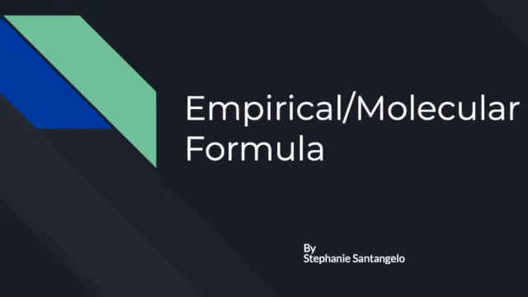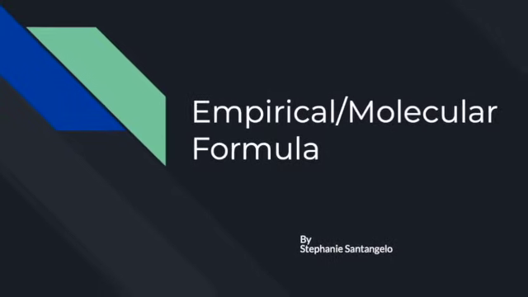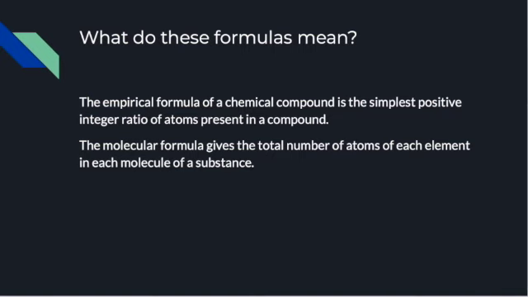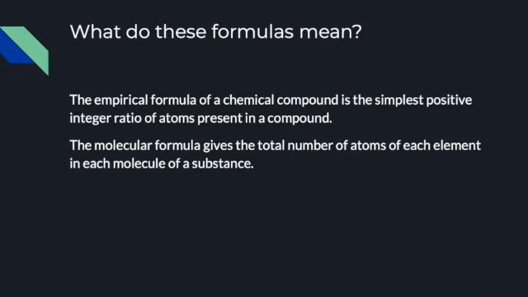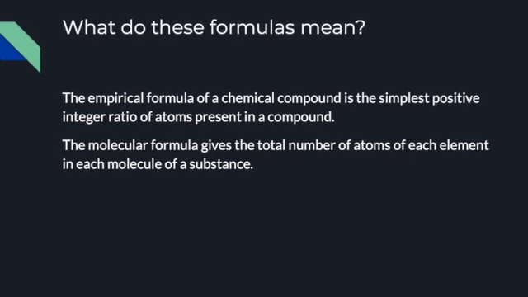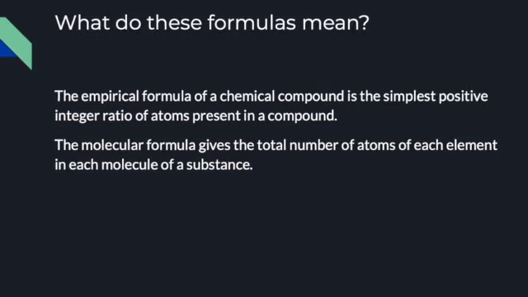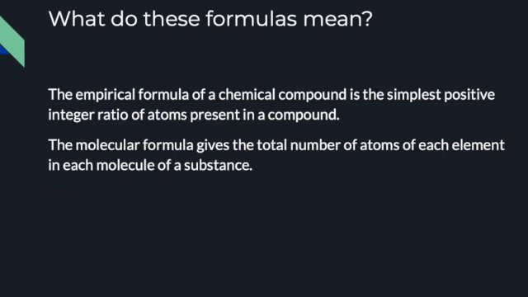My name is Stephanie Santangelo, and I'm going to talk about the empirical and molecular formulas. The empirical formula of a chemical compound is the simplest positive integer ratio of atoms present in a compound. The molecular formula gives the total number of atoms of each element in each molecule of a substance.